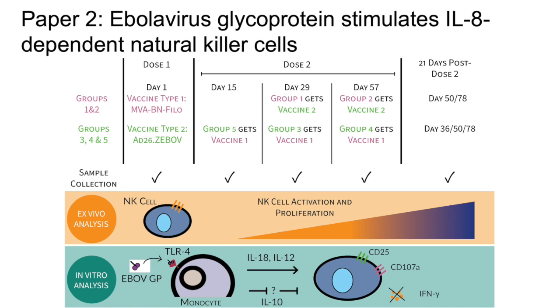First, vaccination induced proliferation and activation of less differentiated natural killer cell subsets. Second, stimulation of peripheral blood mononuclear cells with Ebola virus glycoprotein induced TLR4-dependent secretion of high concentrations of inflammatory cytokines, mostly from CD14+ monocytes and accessory cell-dependent natural killer cell activation.